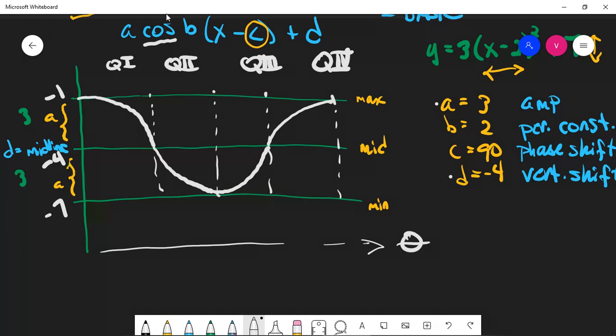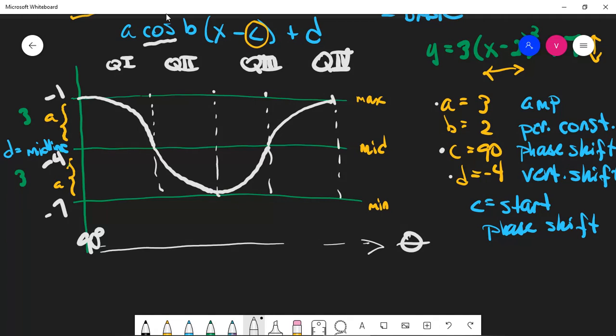Okay, so now we have your phase shift, which is this here, the C. Let me write it down: C is your start, the phase shift. So you've moved the whole cosine wave left or right, this direction, okay? That's your phase shift. So in our case, we're starting at 90, we're talking about here, 90 degrees, moving this way, okay?